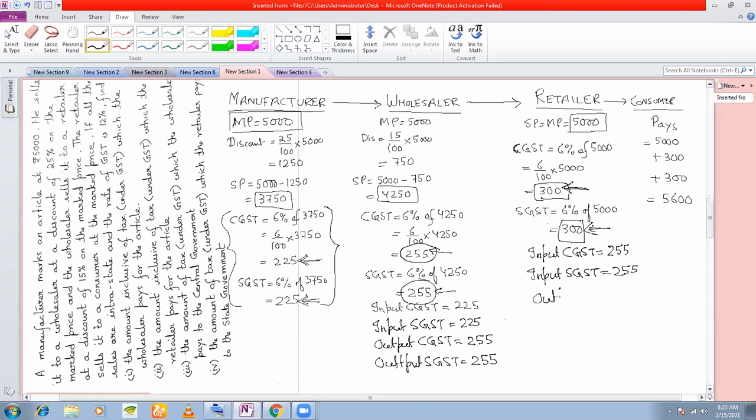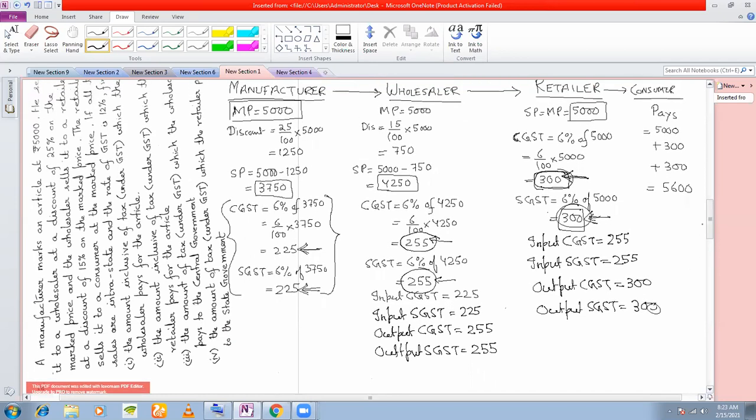Output CGST is 300 rupees, which he is getting by selling it to the consumer, and output SGST is 300. This figure. Now we have got the input and the output, everything. Now we can answer any question.